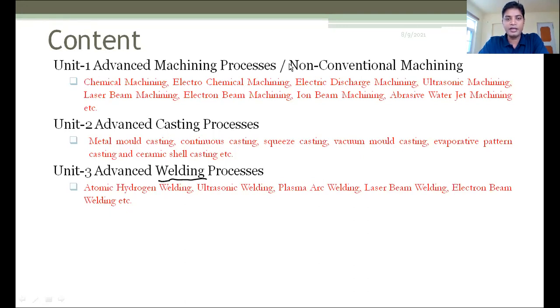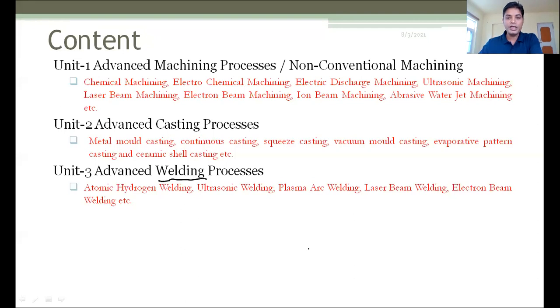gas welding, right? I hope you have studied gas cutting as well. TIG and MIG you have studied, right? These are operations, and I hope all of you are aware of these things. I'm just briefing here.